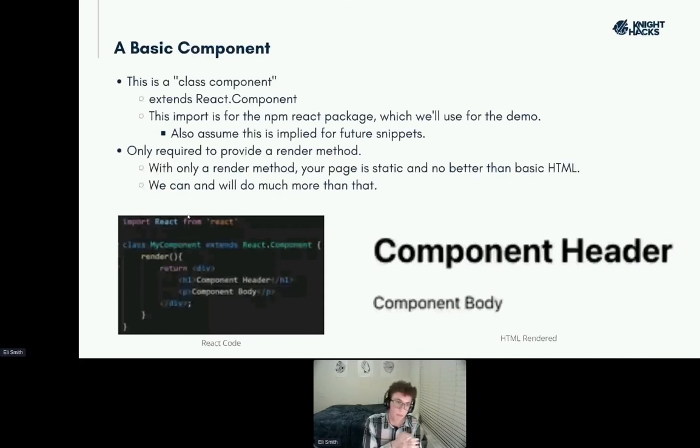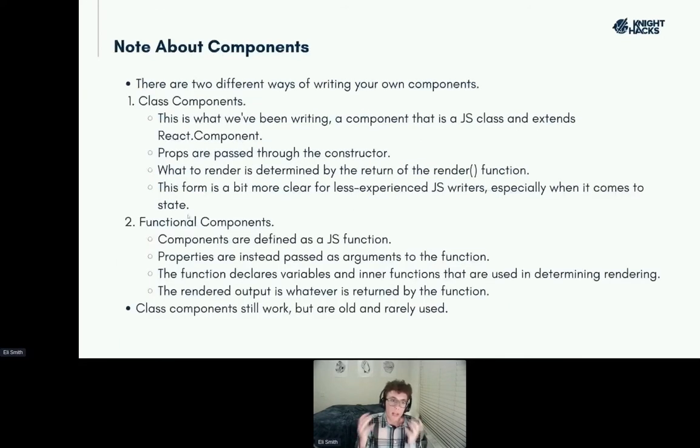So like I was saying, there's two ways of creating components. You can use a class component, which is a JavaScript class and extends React.Component. In this case, if we want to pass in data to our component, we do it through the constructor of the class. And what we're rendering is determined by a render function that we have to provide for our class. This form can be a little bit more clear for people that maybe aren't familiar with JavaScript but are familiar with other object-oriented languages. Usually classes are a little bit easier to understand. But it's also just kind of legacy. People don't really use this anymore.